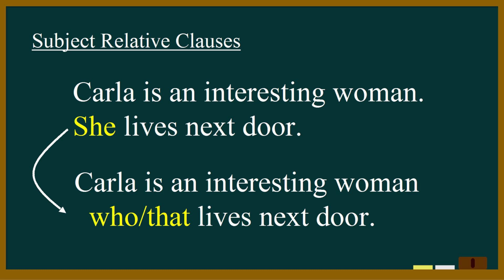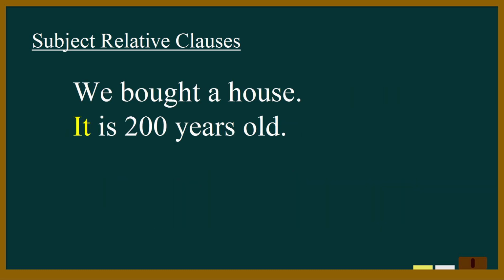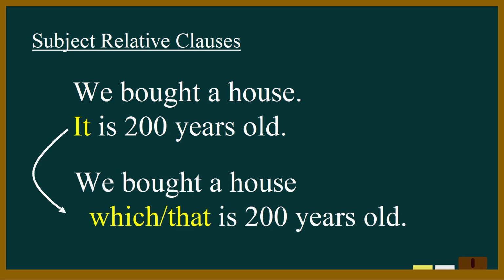Let's look at a different example. We bought a house. It is 200 years old. Again, it turns into which or that. We bought a house which is 200 years old. In subject relative clauses, relative pronouns must be always used. We cannot drop them.